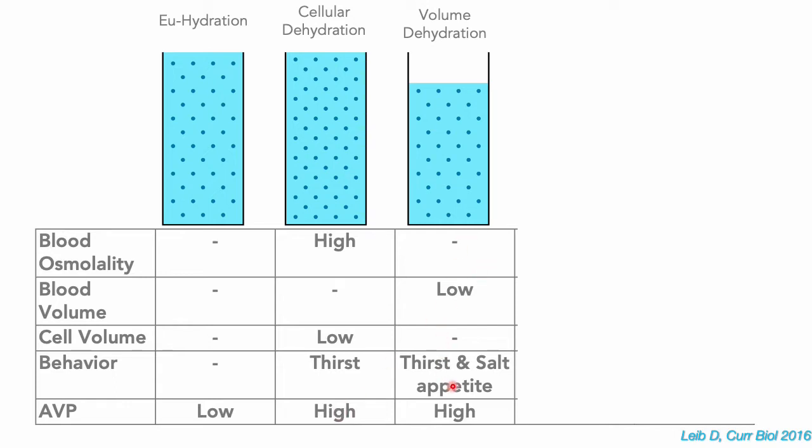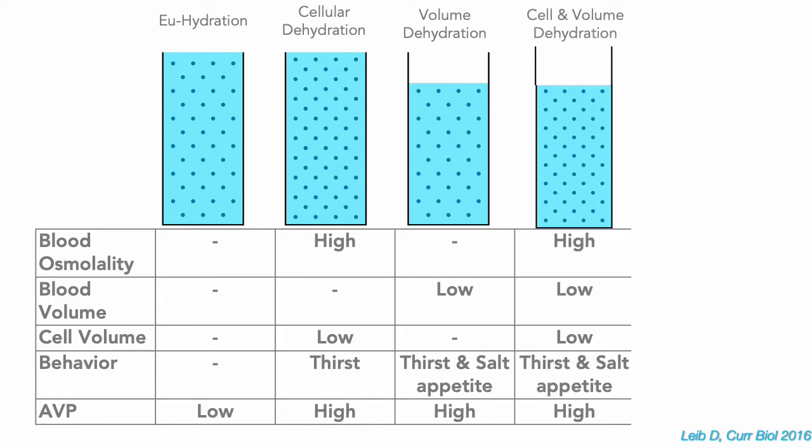So quite a similar phenotype here, I would say, although blood osmolality is not changed. Blood volume is low, so we have better receptor activation. We're thirsty, and we also have what is called salt appetite. So as a response to hypovolemia, you get an increase in sodium appetite and salt appetite, and vasopressin is also elevated. This next one is, in my opinion, probably the most important, and the one that I would like to stay on a little bit longer. This is where we have cellular and volume dehydration at the same time.